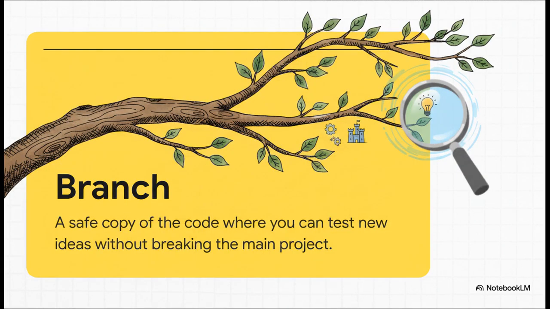Now, how do you add new stuff without breaking what already works? Well, you use something called a branch. The best way to think of a branch is like a perfect copy of your project. It's like a safe little sandbox. You can go into this sandbox and experiment, build a whole new feature, or try some wild idea without any risk of messing up the main live project.